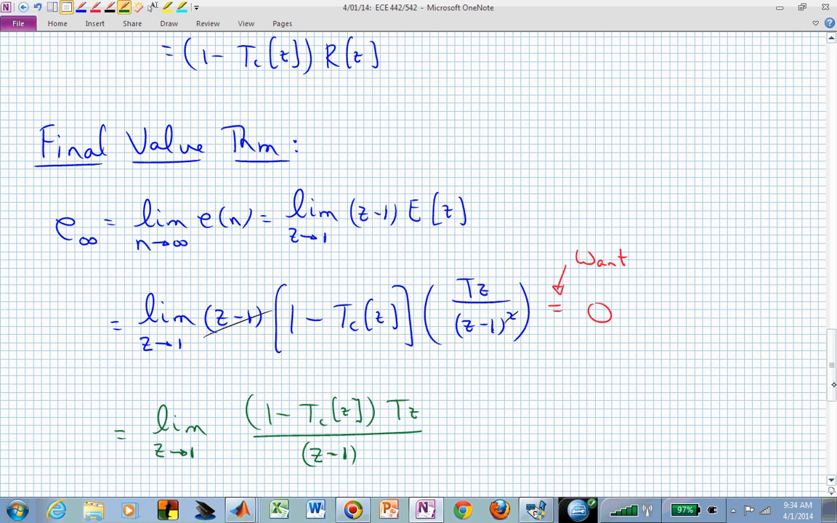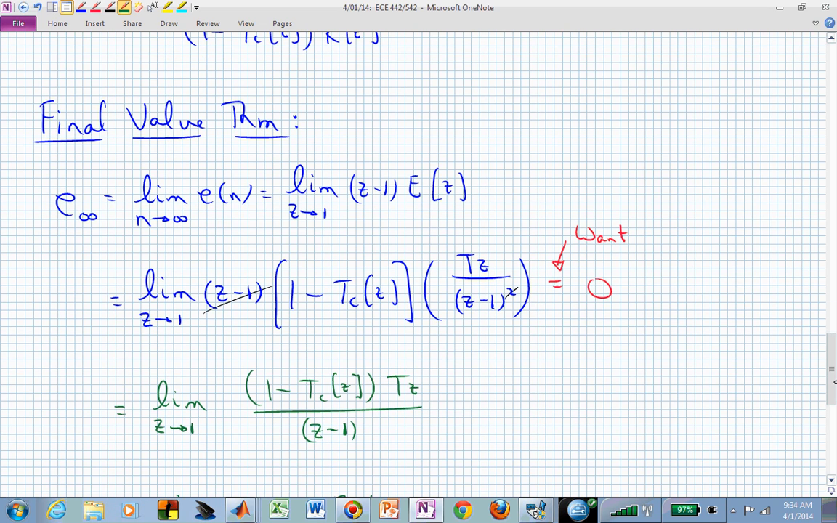T again is our sample period, we already know what that is, over z minus 1. But we realize that our steady state error due to a constant is actually going to impose that the limit as z goes to 1 of 1 minus T sub C of z is actually going to be 0.